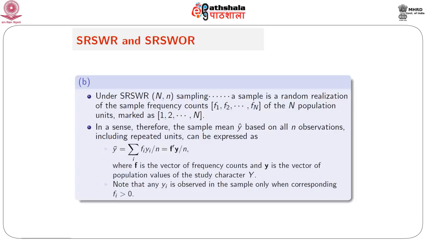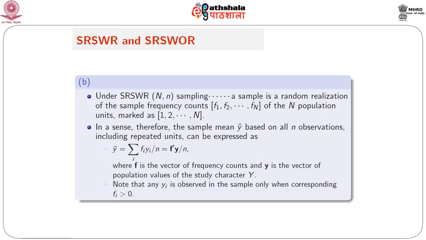Whenever we are taking a random sample with replacement, small n times we are drawing samples from the population, there is a possibility of repeat. So repeat means there is a frequency count coming. So all the capital N units, in a way, have associated frequency counts in my random realization of size small n. And these small fi's are non-negative integers, they add up to small n, the sample size.